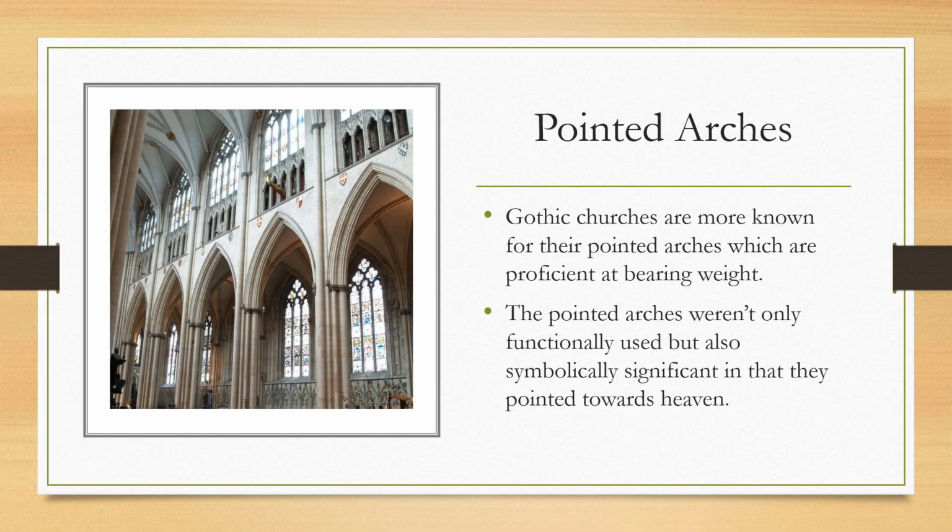Pointed arches. Previously to Gothic architecture, many churches featured rounded arches. There were limitations to the height to which they could build the walls because the rounded arches could only bear so much weight. The pointed arch fixed these limitations as they were proficient in bearing weight. They also served a symbolic role as they pointed towards heaven.